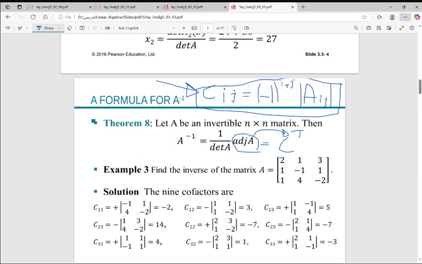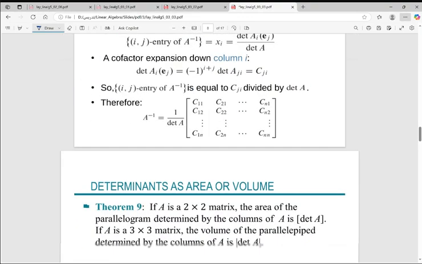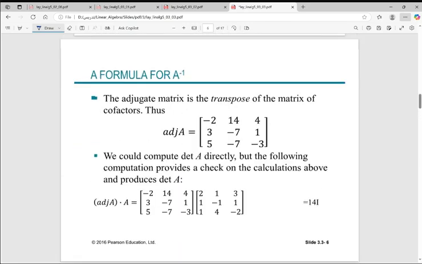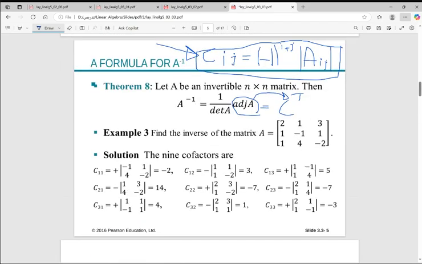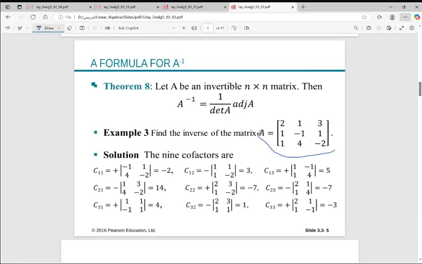This is another method to compute A minus 1. We already, in chapter 2, I think, saw a method to compute the inverse. Now, in theorem 8, we see another method to compute A minus 1, right? So, let's see an example. This is matrix A, and we want to compute the inverse of A.